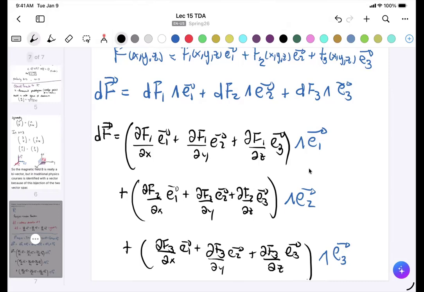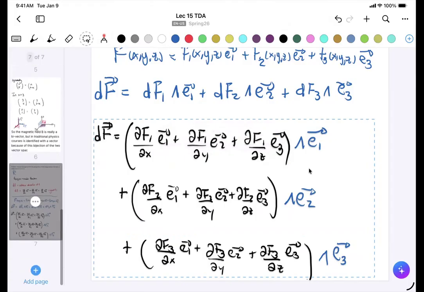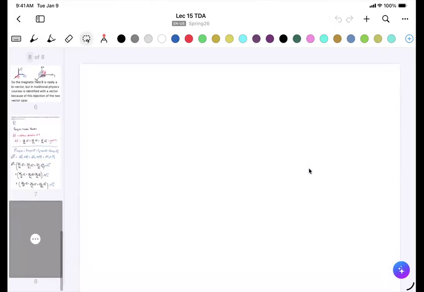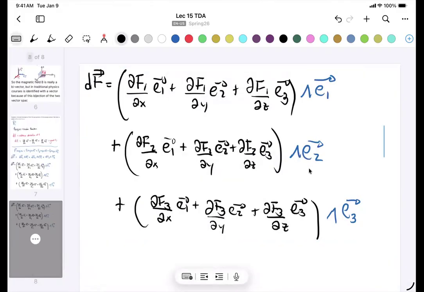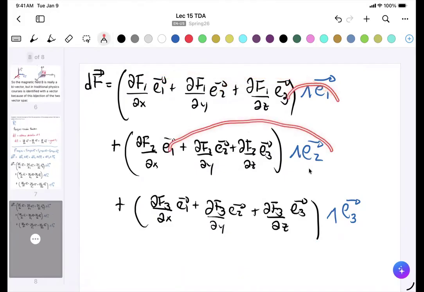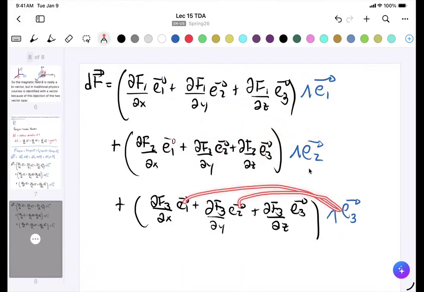Okay, now let's continue this on the next page. I'll copy paste this just to make it a bit clearer what's about to happen. So what would you do in the next step? You would distribute: you do this one wedge this one, wedge this one, and then you do the same with the others.